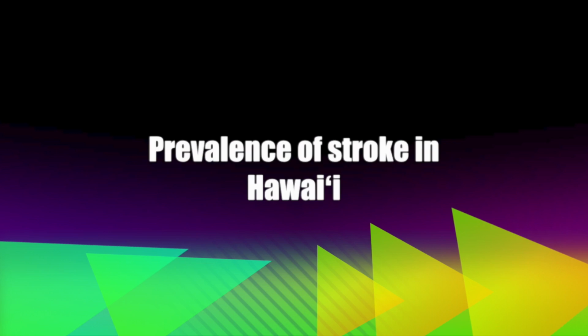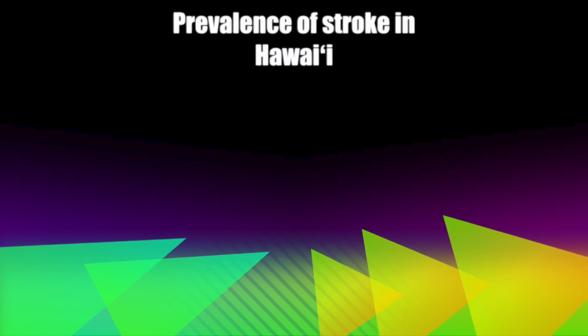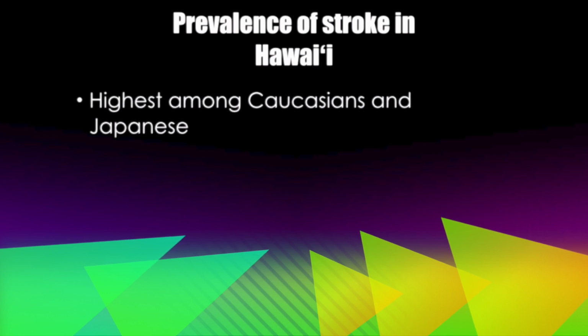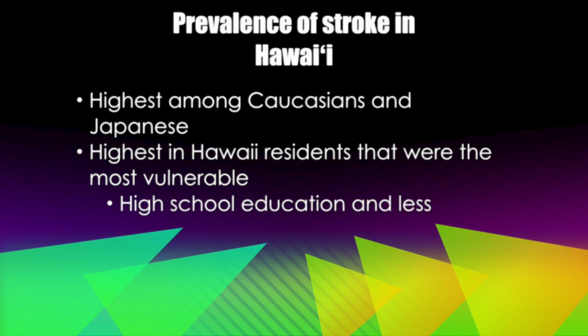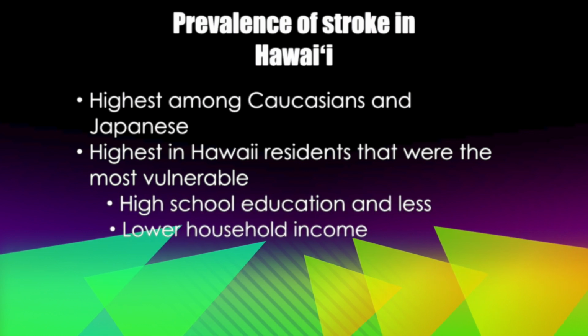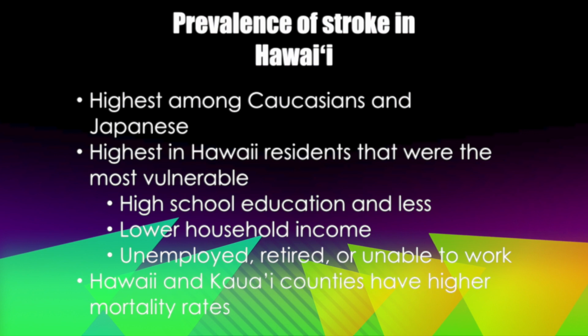Prevalence of stroke in Hawaii. In a 2012 report conducted by the Hawaii State Department of Health, it was stated that the prevalence of stroke was highest among Caucasians and Japanese, and in Hawaii residents that were most vulnerable. Vulnerability being measured as those with a high school education or less, those with lower household income, and those that are unemployed, retired, or unable to work. They also found that stroke mortality rates were highest in the counties of Hawaii and Kauai.